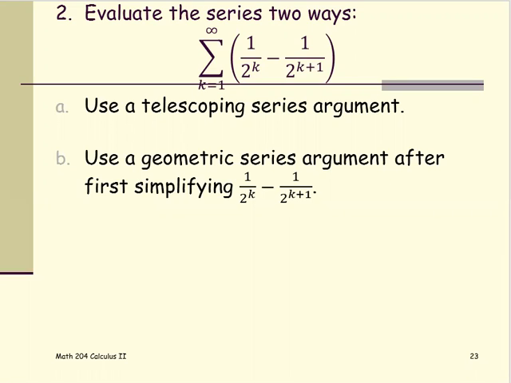In this example, we will evaluate the series in two different ways. The first way, use a telescoping series argument. Second way, use a geometric series argument after first simplifying 1 over 2 to the power k minus 1 over 2 to the k plus 1.